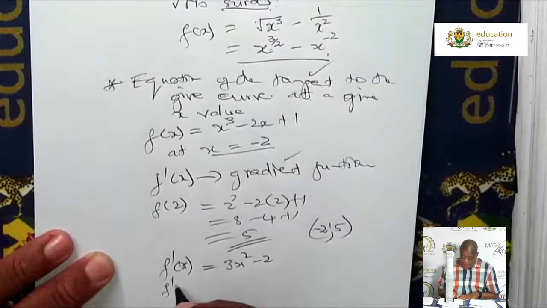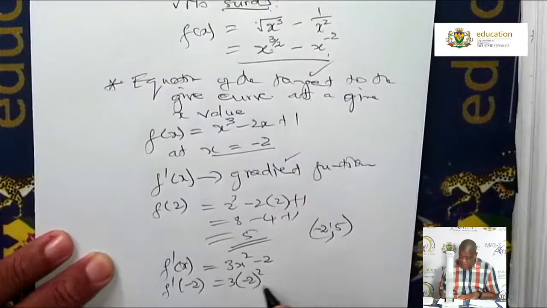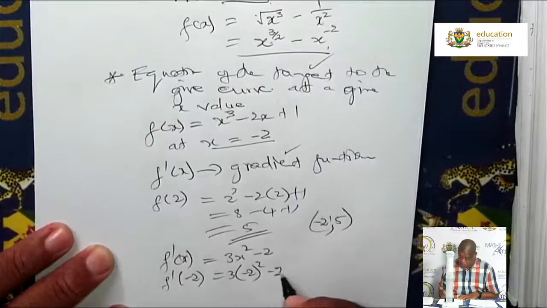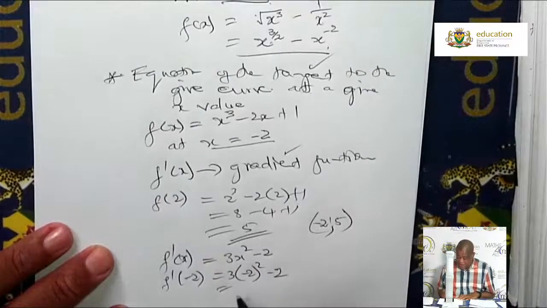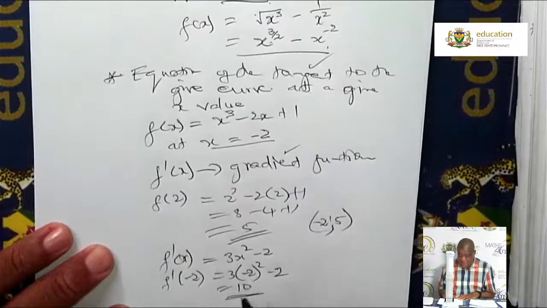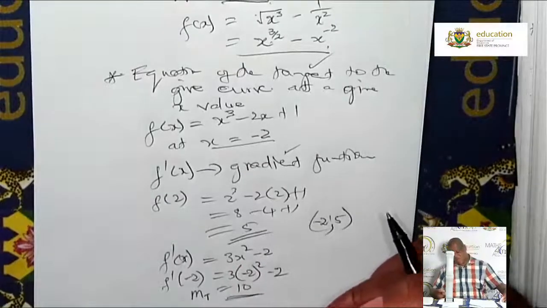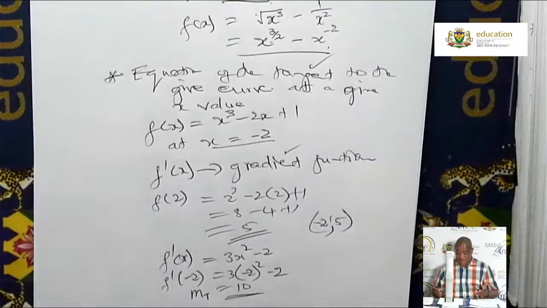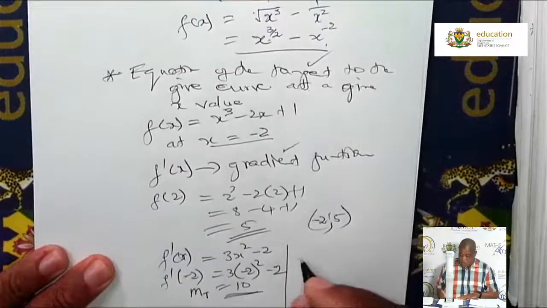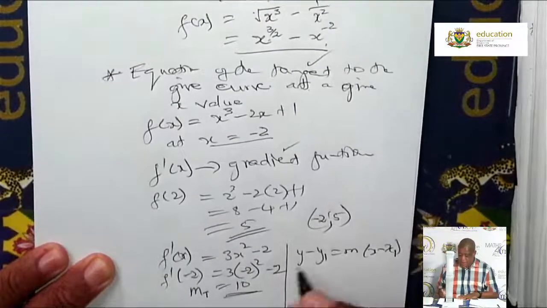Out of this, then we find the derivative at that given x value, the derivative at minus 2, which will then give us minus 2 squared is 4, times 3 is 12, minus 2 is 10. This 10 that we are getting is actually the gradient of the tangent at x equal to minus 2. So at the moment, we are having a point and a gradient, so we can find the equation of the tangent, which of course we shall just use y minus y1 is equal to m into x minus x1. You can just substitute that.